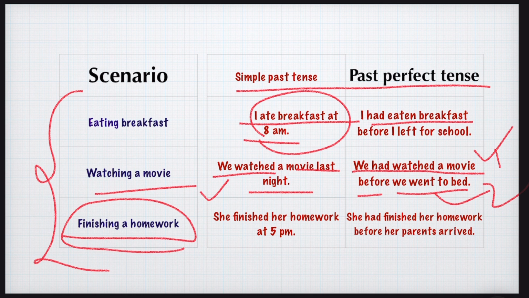In simple past tense, she finished her homework at 5 p.m. Completed action. Here, she had finished her homework before her parents arrived. Her parents arrived is the second action. Before they arrived, she had finished her homework is the first action.